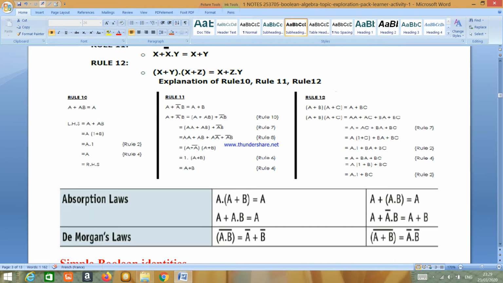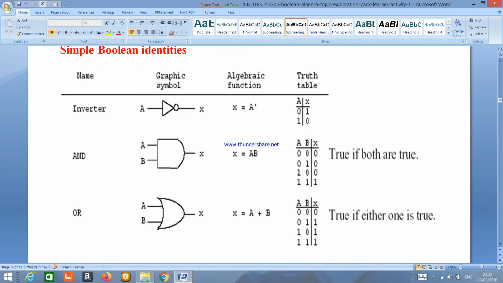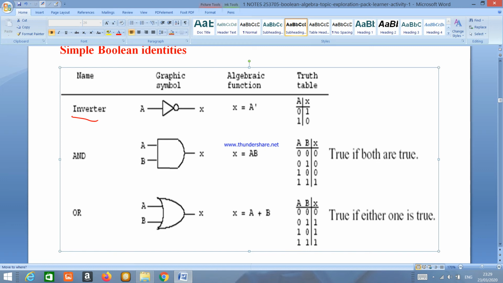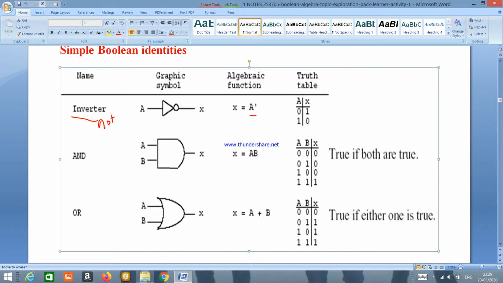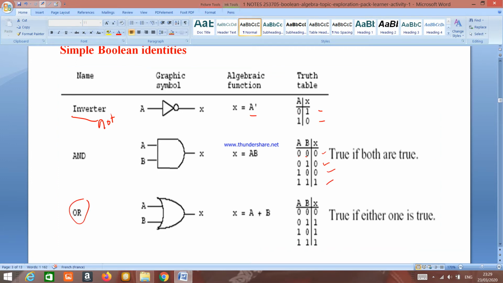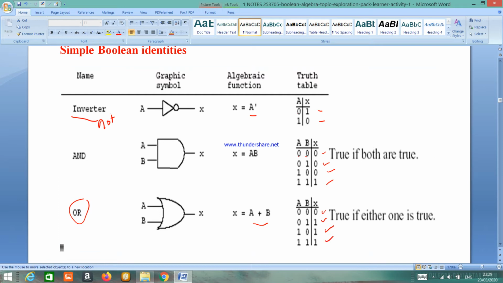Now, let's look at the Boolean identities. The inverter, also known as the NOT gate: A dash, a 0 becomes a 1 and a 1 becomes a 0. The AND gate, you multiply: 0 times 0 is 0, 0 times 1 is 0, 1 times 0 is 0, 1 times 1 is 1. And the OR gate, you add: 0 plus 0 is 0, 0 plus 1 is 1, 1 plus 0 is 1, 1 plus 1 is 1.